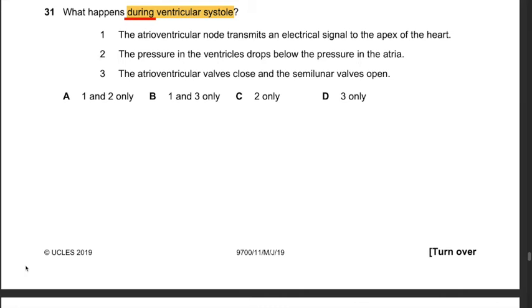If we go to statement 2, the pressure in the ventricles drops below the pressure in the atria, that is incorrect because during ventricular systole, the pressure in the ventricles increases as it forces blood out of the ventricles to the pulmonary artery or aorta. Therefore, leaving us with the answer being 3 only. That is option D.